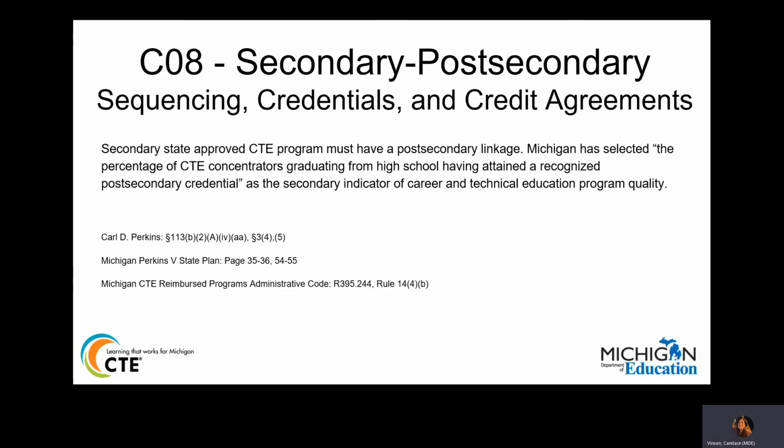The final section of the CIP self-review is CO8. Michigan has picked credentialing as a performance measure under Perkins 5. The percentage of CTE concentrators graduating from high school having attained a recognized post-secondary credential is an indicator of CTE program quality. This also supports Michigan's 60 by 30 goal. By 2030, 60% of working age Michiganders will have a certificate or college degree. Michigan will be a talent leader, fueling the future workforce and providing opportunity for all.